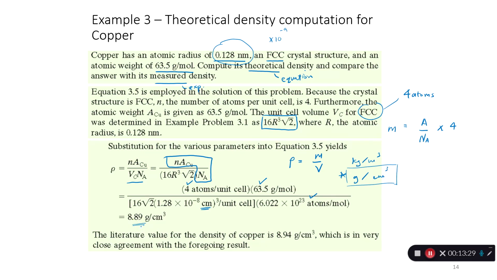Now compare it with the experimental result. Based on literature, meaning somebody has done this experiment, they have measured the density, and they find that the density is 8.94 grams per cubic cm, which is very close to what we get using the equation. So this is an acceptable result.